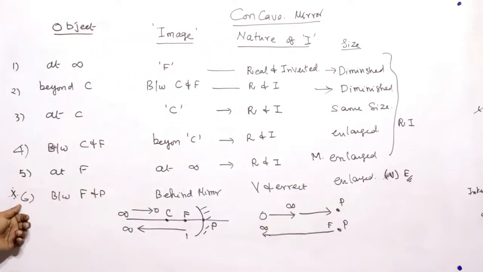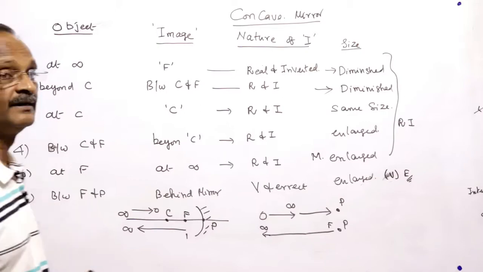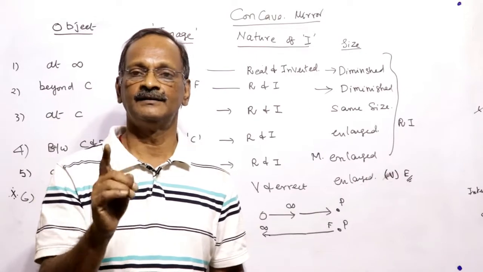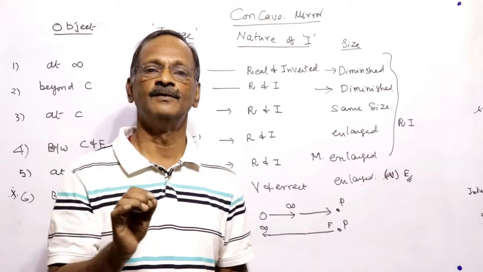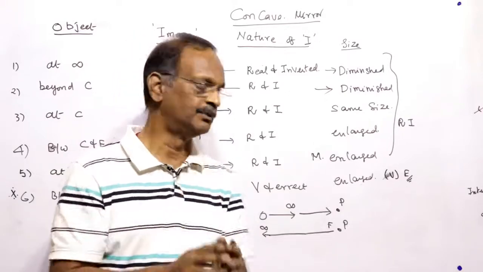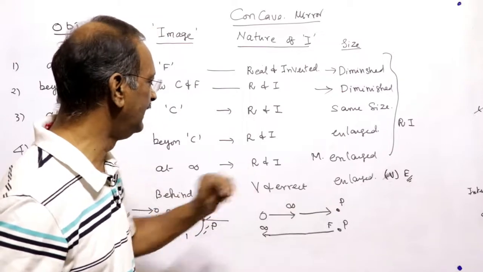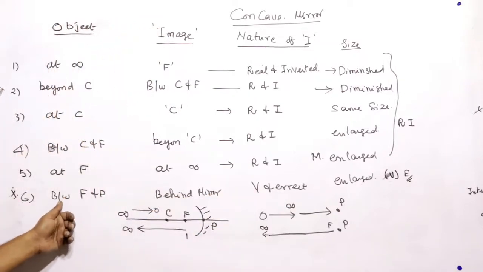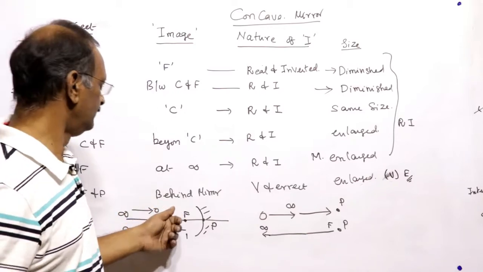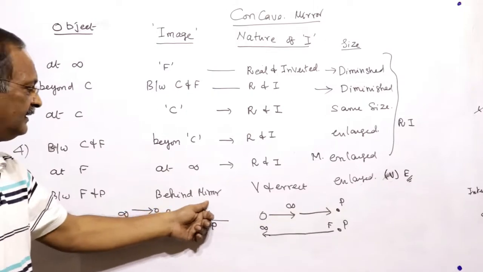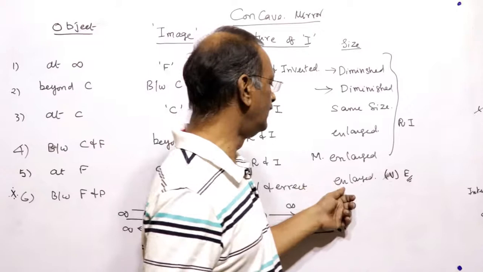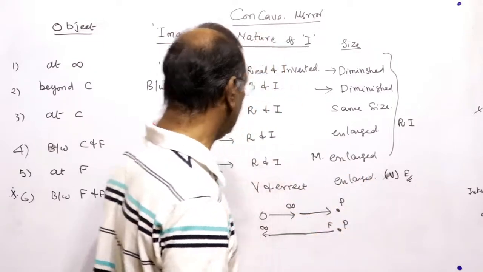Third point, this is the last point. In a concave mirror, not all the images formed are real. There is one position at which the image formed is not inverted. When you keep the object between the focal point and the pole, the image formed will be virtual and erect. Behind the mirror the image is formed, and it is a virtual, erect, enlarged image.